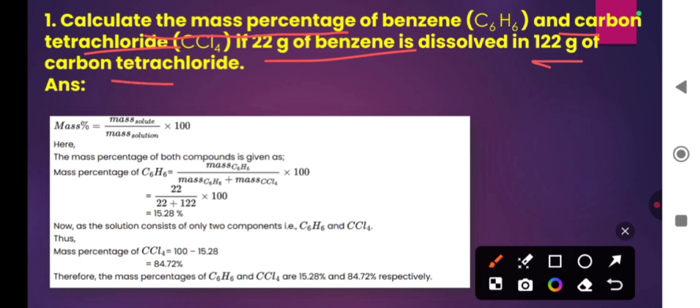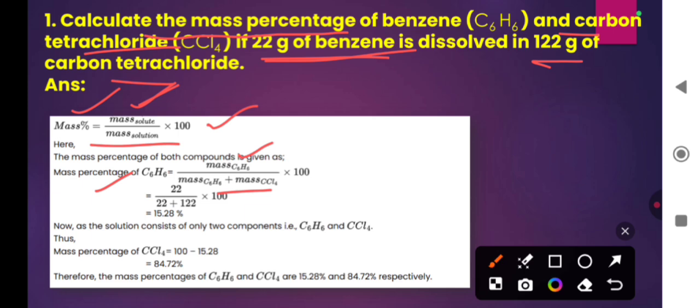So mass percentage, it is given here. First you should know the chemical formula. What is mass percentage? Whatever component you want to solve, you have to keep that upside. So mass of the solute: suppose you want to calculate the mass percentage of benzene, then you have to keep the benzene upside. Then down, total mass of the solution into 100. Why have we done this 100? Because it is mass percentage. Of benzene you want to solve, then mass of benzene upside and total mass given down.